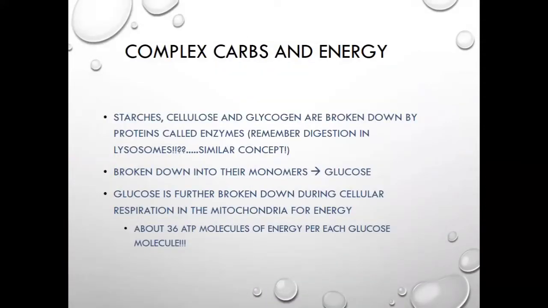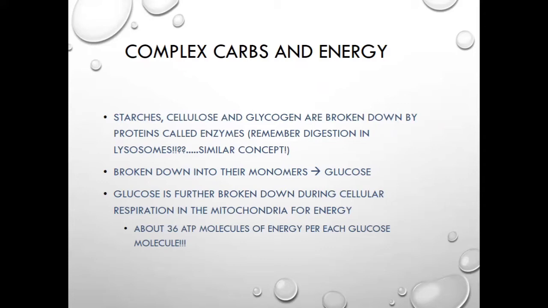Complex carbs and energy, such as starch, cellulose, and glycogen, are broken down by proteins called enzymes. Remember digestion in lysosomes, which has to do with it. They are broken down into their monomers, the glucose, and further broken down during cellular respiration in the mitochondria for energy. About 36 ATP molecules of energy per each glucose molecule.